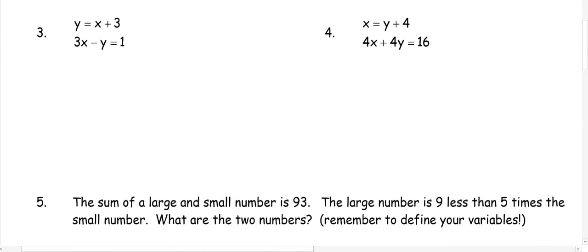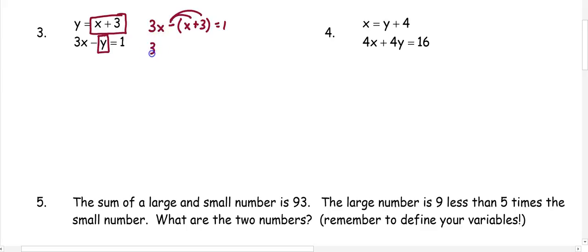Number 3, we have y equals again. So we're going to box what y is equal to, and we're going to box y in the other equation and substitute. So we have 3x minus parenthesis x plus 3 equals 1. So in order to solve for x, the first step is we're going to distribute this negative sign because that's what's touching the parenthesis.